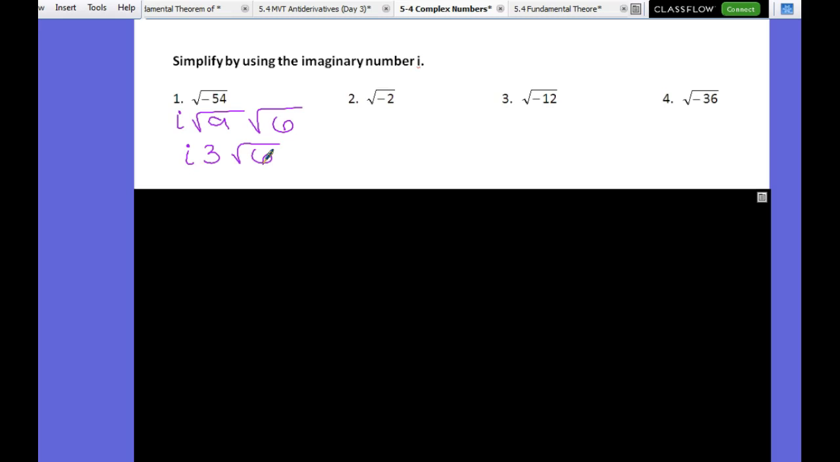In example 2, you automatically bring out an i when you see that negative. So we rewrite it as i square roots of 2. Can I simplify the square root of 2? No. Nope. Okay, bring out your i. What can you rewrite 12 as? 4 and 3. So I heard some of us were going to try to say 6 and 2. Why are 6 and 2 not useful? Not perfect squares. So square root of 4 becomes 2. So you have 2i square roots of 3.